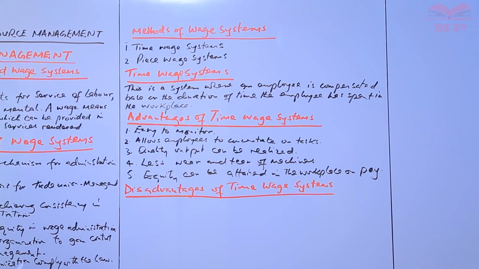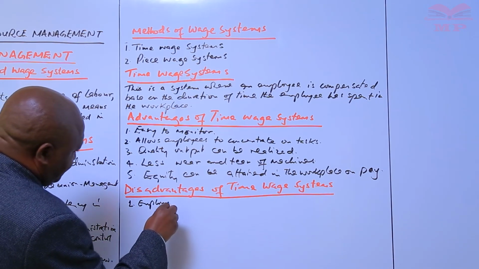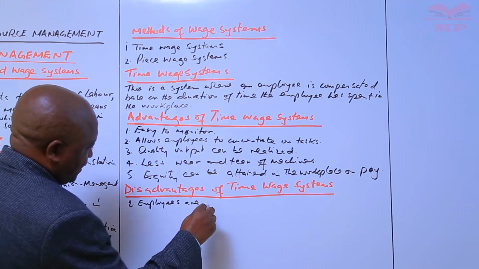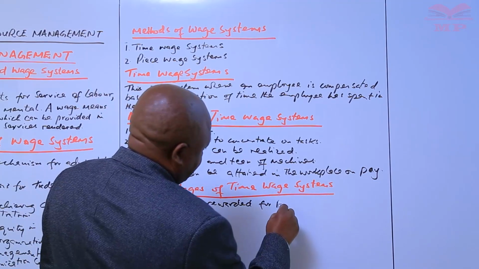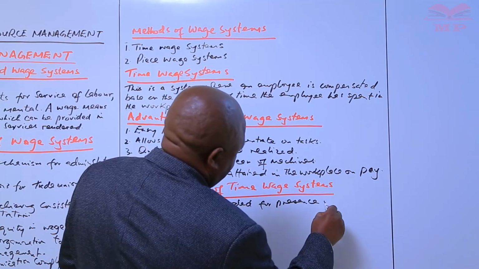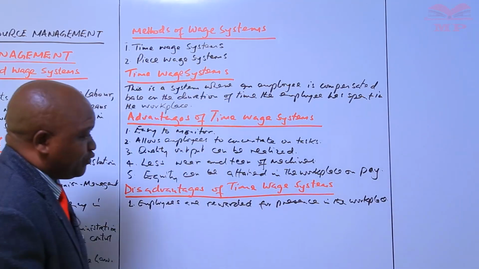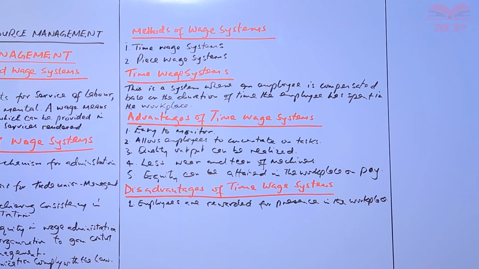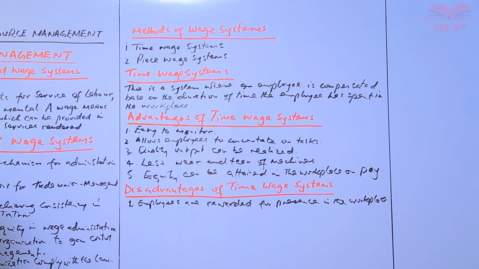So if you look at it critically, employees are actually being paid for being present. So you can see, number 1, employees are rewarded for presence in the workplace. So an employee could be present in the workplace, but that employee is not doing anything. But because you are computing time, then it is very possible that employee could be paid for just being present in the workplace, and that becomes one of the disadvantages.